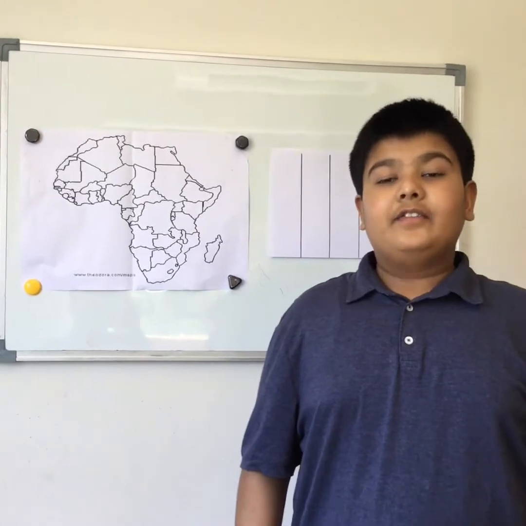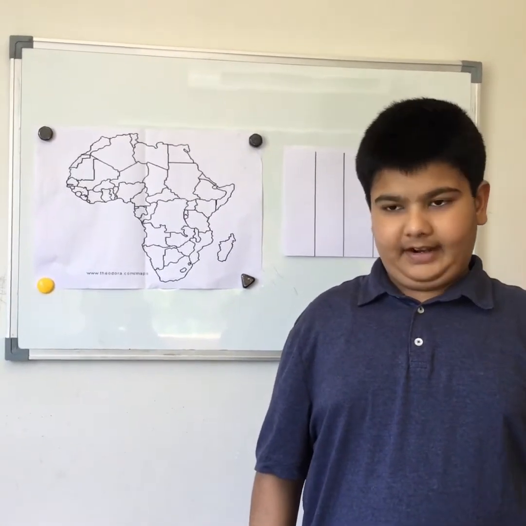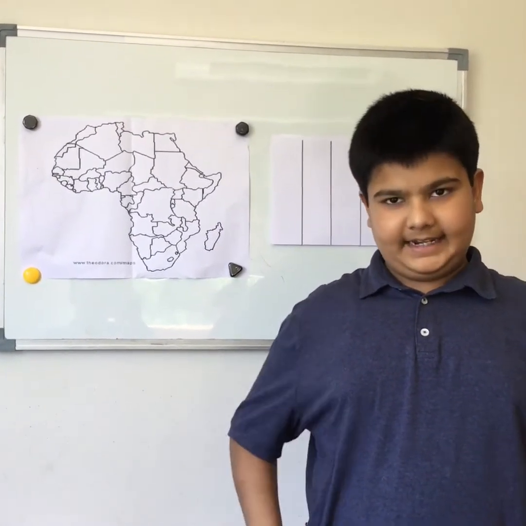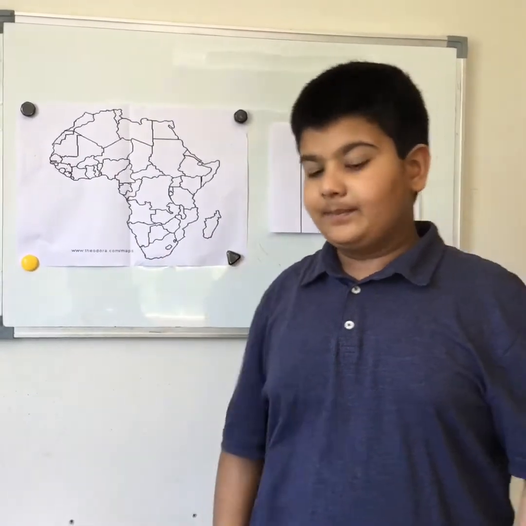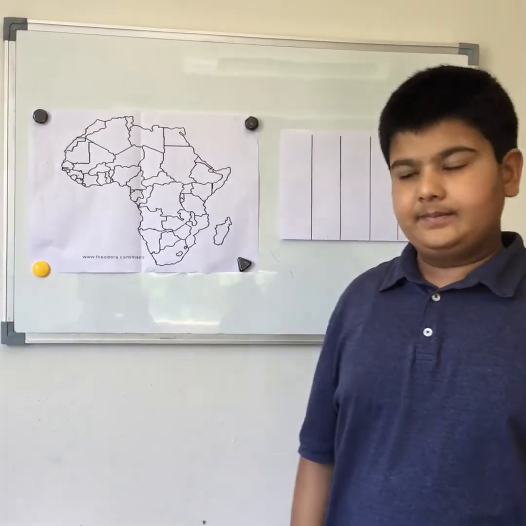Now, there are 54 countries in Africa. For the ease of understanding, we would divide the Africa into 5 regions: east, west, north, south, and center.